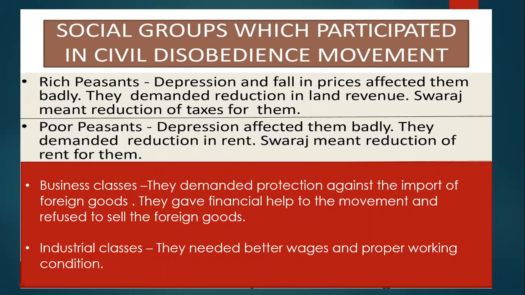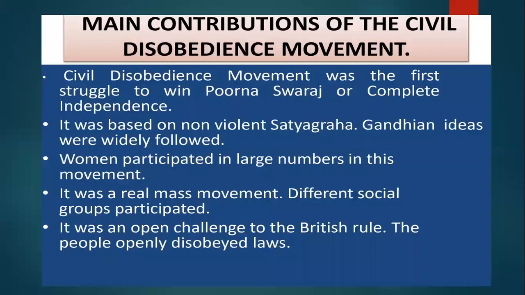So according to different social groups, Swaraj meant something different to each of them. The main contributions of the civil disobedience movement: it was the first struggle to win Purna Swaraj, or complete independence, and it was totally based on non-violence, because the Gandhian idea was of non-violence. Women, children, everyone participated in large numbers.